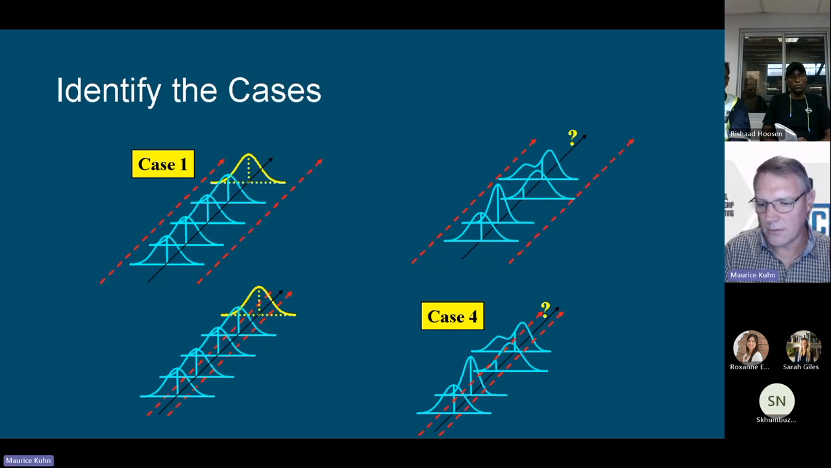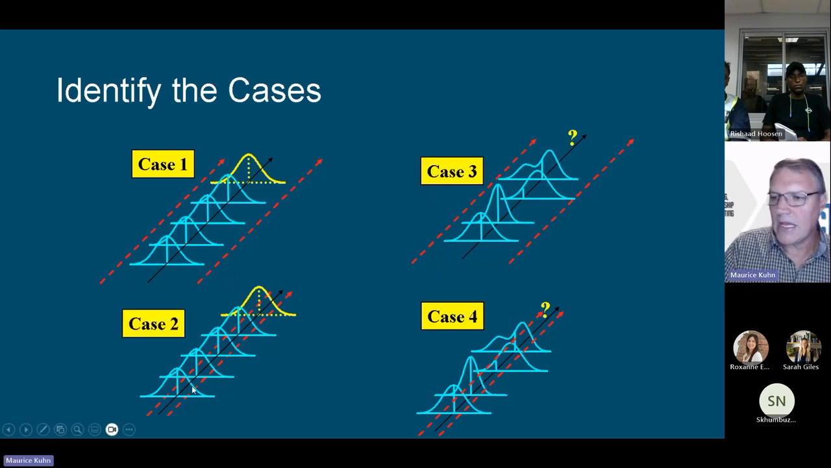Case number 2 is pretty consistent over time, but look at our customer specs. So we've got these defects that are outside of our customer specs, although the way we're running this process might be within statistical process control. It's out of specification.